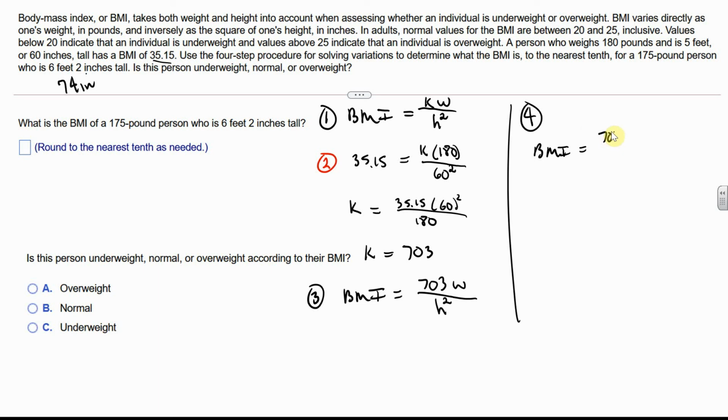So we get the 703, which is the constant, times 175 pounds, all over a person who is 74 inches, and don't forget, you have to square that. So 703 times 175 divided by 74 squared. I get a BMI that I'm envious of, 22, so rounding to the nearest tenth, 22.5.